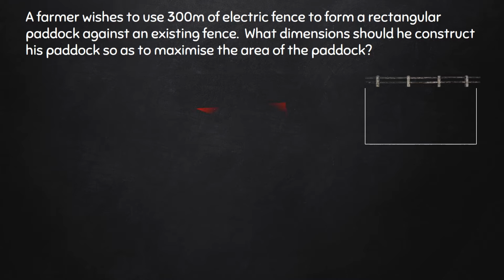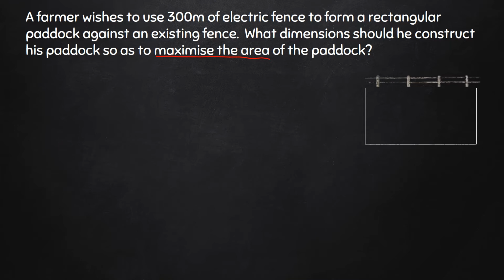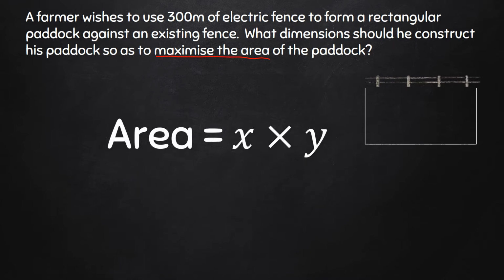So our next letter is E, and that stands for express the problem that needs to be maximised or minimised as an equation. What you can see here is that they're asking you to maximise the area. So first of all, we need a formula to find the area of the paddock. Nice rectangle. So our area is x times y, so we'll put our x in and put our y in. Unfortunately, we can't differentiate that because we've got two variables. We've got x and y.